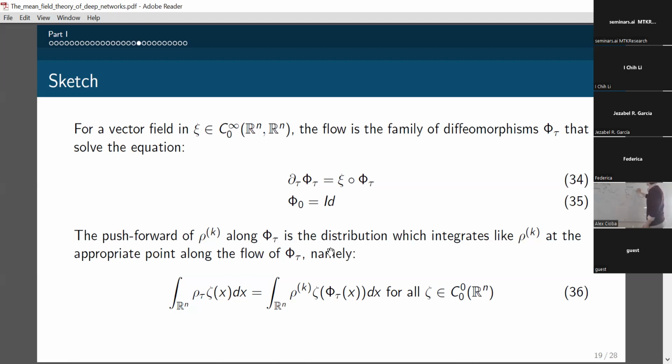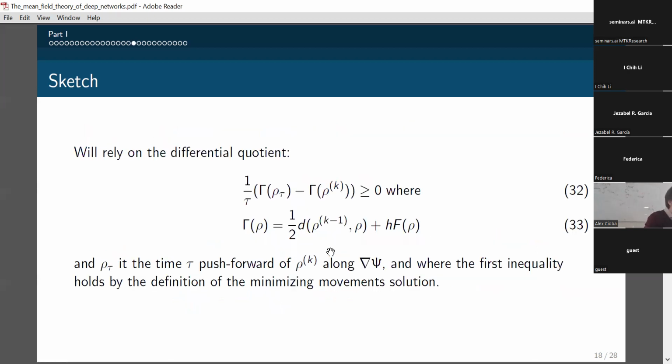So each of these segments gets slightly displaced. Okay. And what the minimizing movement scheme tells you is that all of these are worse solutions than their individual starting points for the minimization problem that's given by equation 16. Right. So what this implies is that this differential quotient here is positive for gamma given by effectively the solution for the minimizing movement scheme, for the right hand side of the minimizing movement scheme.